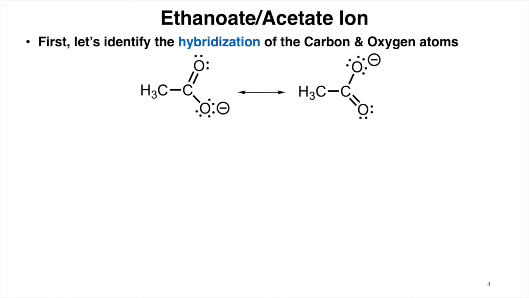So first, let's identify the hybridization of the carbon and oxygen atoms of ethanoate, which is also known as an acetate ion. So the carbon that's part of the methyl group is sp3 hybridized, since it has 4 bonds connected to it. The carbon in the center contains 1 double bond and 2 single bonds, so it is sp2 hybridized. The oxygen that is double bonded with 2 lone pair electrons is sp2 hybridized, and the oxygen that is single bonded with 3 lone pairs of electrons is also sp2 hybridized.